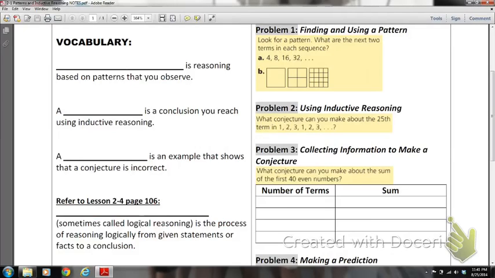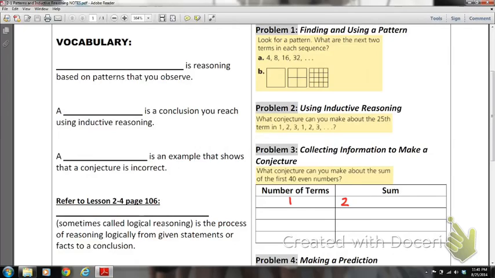In problem number 3, we're collecting information to make a conjecture. So what conjecture can you make about the sum of the first 40 even numbers? So let's make a table. Number of terms. If we're just looking at one term, what is the first even number? So the first even number is 2.